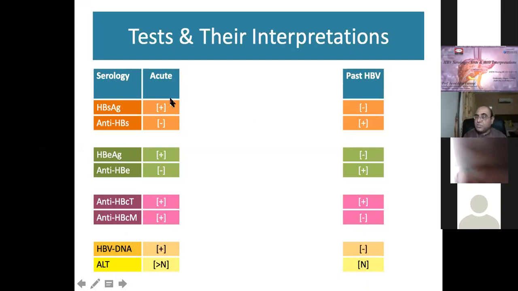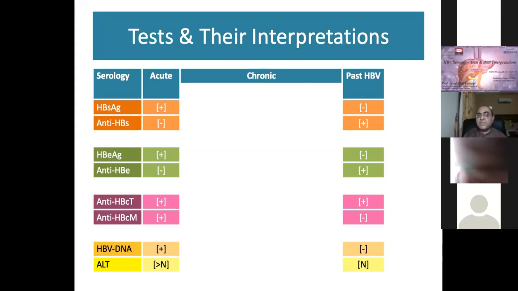So this is a contrast, a mirror image, of acute and recovered. They are the opposite of one another. Where the antigen was positive, it's negative. Where the antibody was negative, it's positive. E antigen positive, it's negative. E antibody negative, here it is positive. Core total antibody positive, remains positive. IgM positive, now negative. PCR positive, now negative. And ALT, which was raised, is normal. So it is very simple: whatever antigens are with you, we revert them to negative.